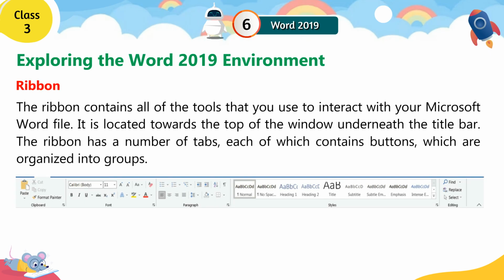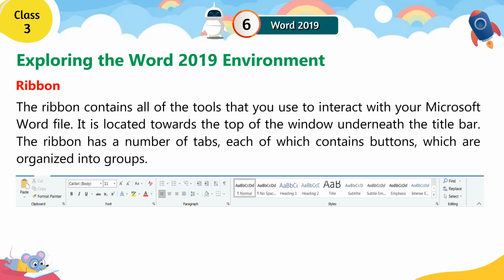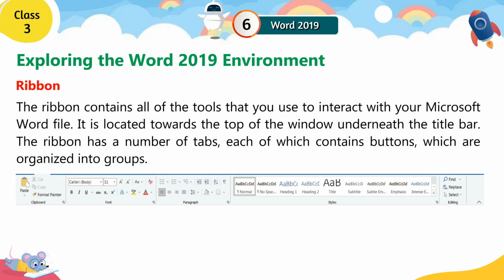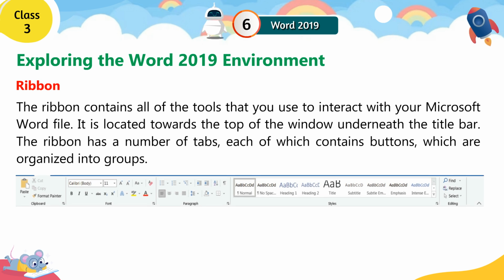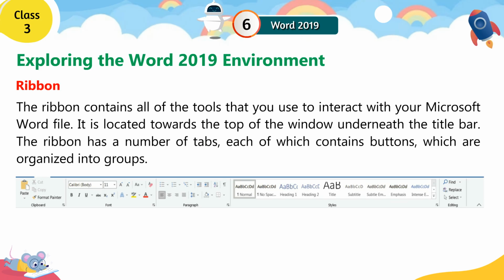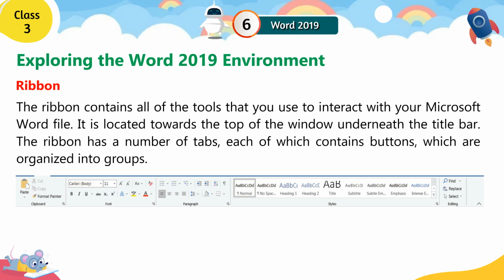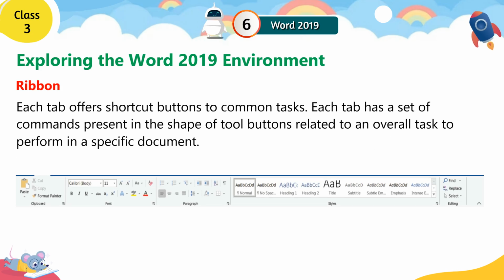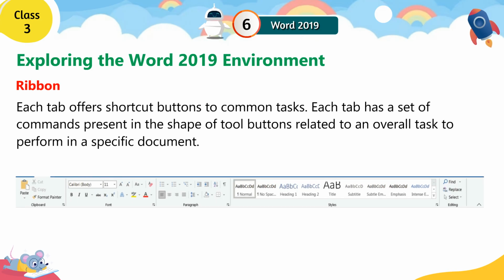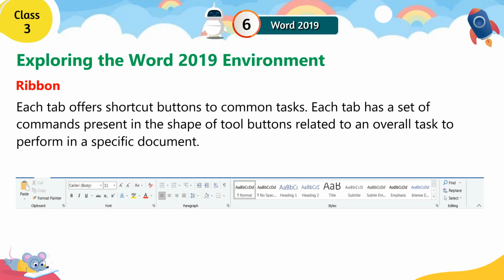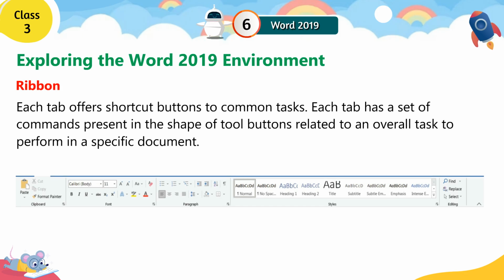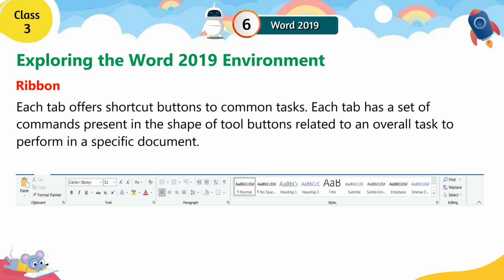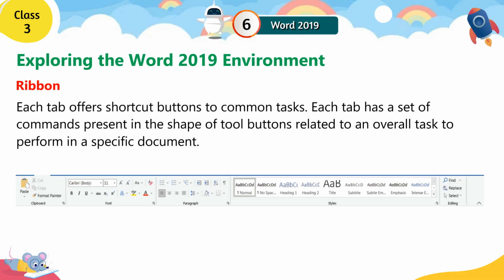Ribbon. The ribbon contains all of the tools that you use to interact with your Microsoft Word file. It is located towards the top of the window underneath the title bar. The ribbon has a number of tabs, each of which contains buttons, which are organized into groups. Each tab offers shortcut buttons to common tasks. Each tab has a set of commands present in the shape of tool buttons related to an overall task to perform in a specific document.